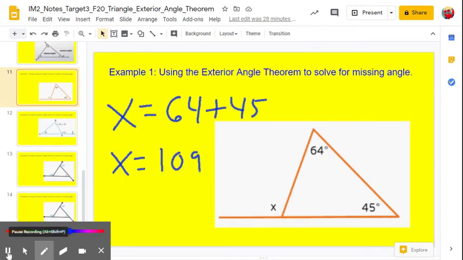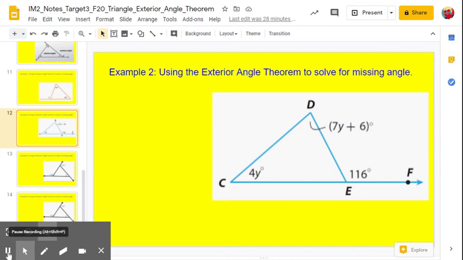So our equation is simply x equals 64 plus 45. So we go ahead and combine the 64 and 45, and we get 109. So x equals 109 degrees. Let's take it to the next level.